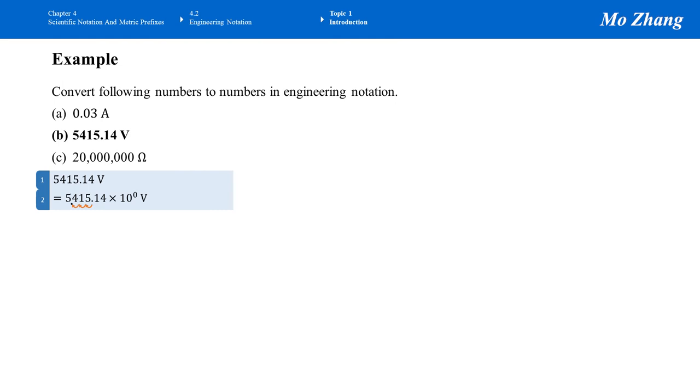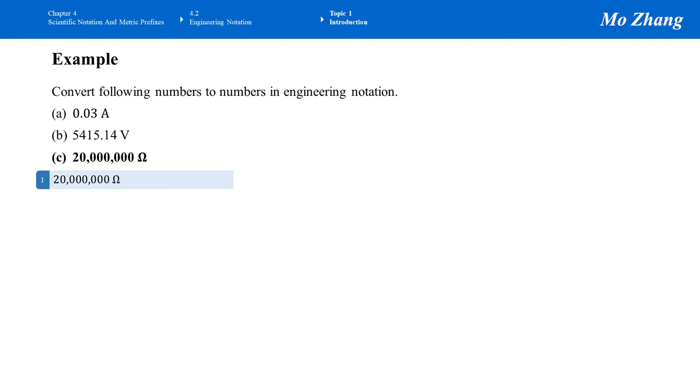By moving the decimal point to the left, the question is how many times? How many times we need to move this decimal point depends on the exponent. The exponent needs to be a multiple of 3. So how about we move it to the left 3 times. Since we move it to the left 3 times, shrinking the number, we need to do the opposite for the exponent. Add a 3 to the exponent. So at the end, the answer is 5.41514 times 10 to the power 3 volt. This number is expressed in engineering notation.